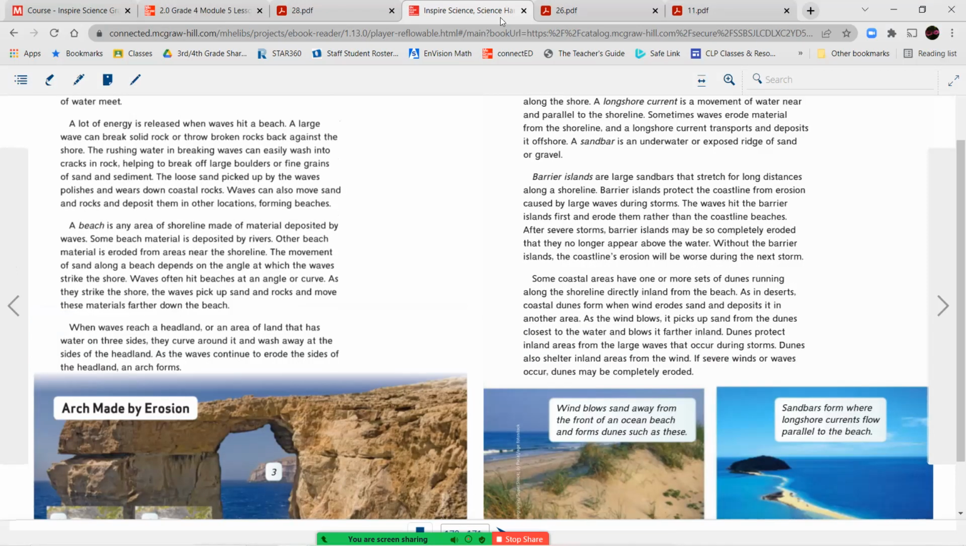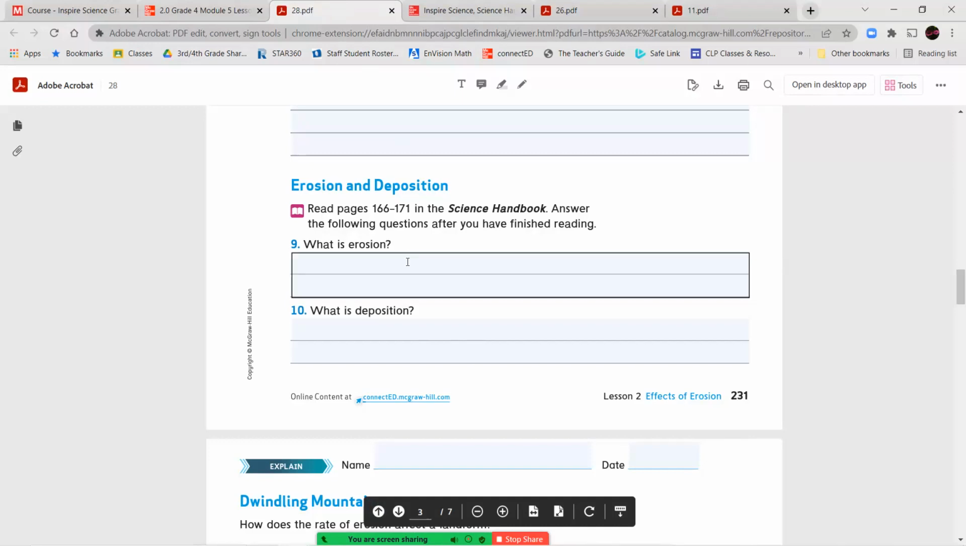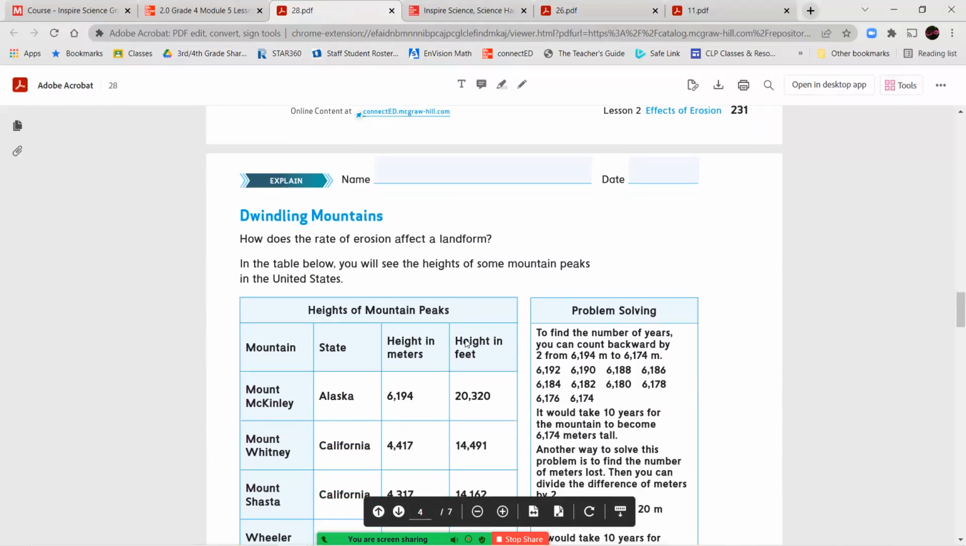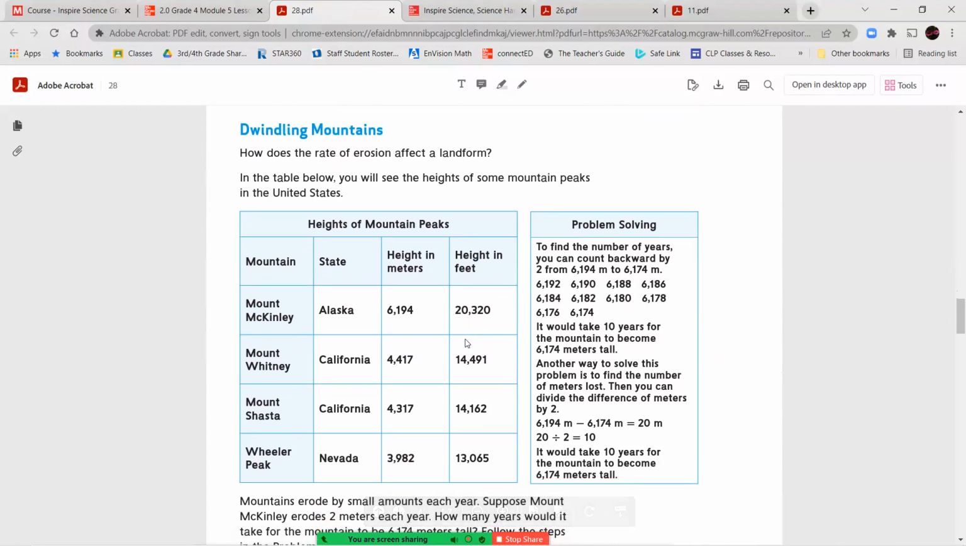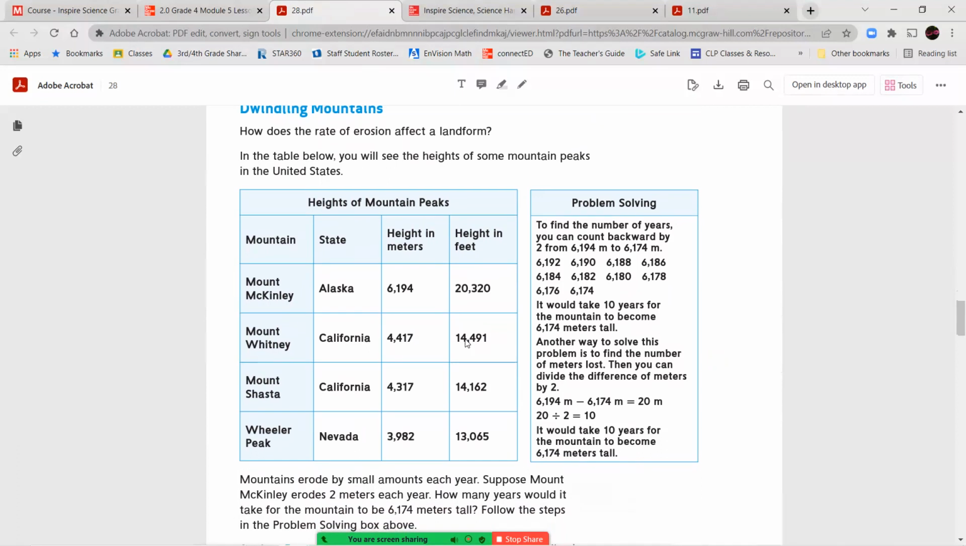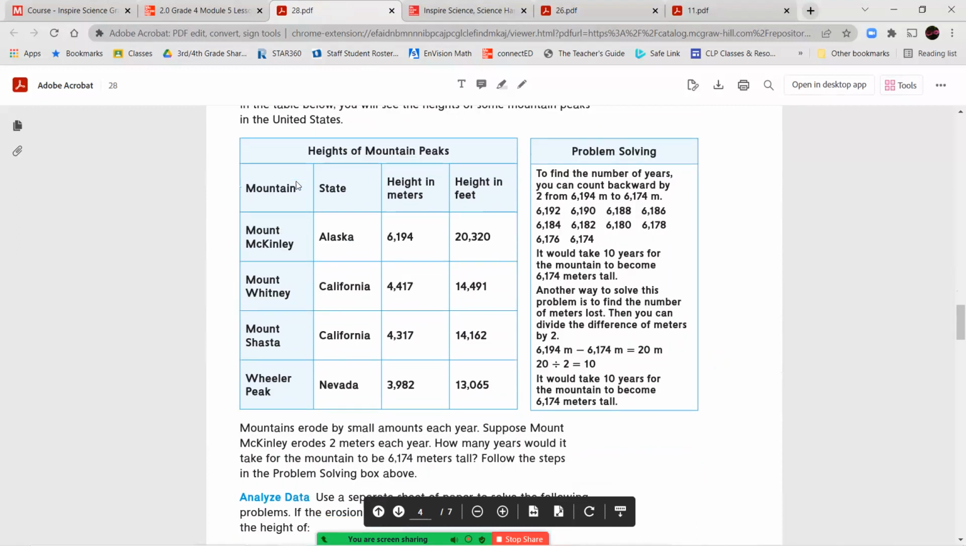All right, let's go ahead and jump back into our workbook. So what is erosion? What is deposition? You're going to go ahead and list those. Now, next we're going to get onto this page called dwindling mountains. How does the rate of erosion affect a landform? In the table below, you'll see the heights of some mountain peaks in the United States.